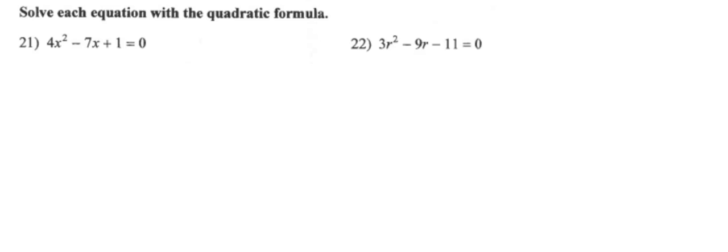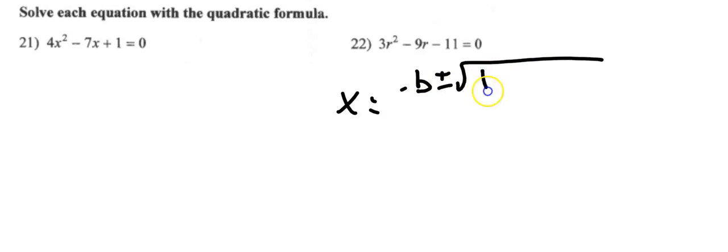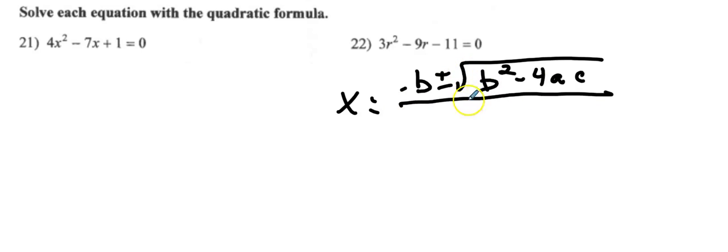21. Solve each equation with the quadratic formula. Well, first, let's remember what the quadratic formula is. I'm going to write it over in this space. Big, bold red. x equals negative b plus or minus the square root of b squared minus 4ac all over 2a, excuse me, 2a. The 4 is up top. All right, now let's do the work.